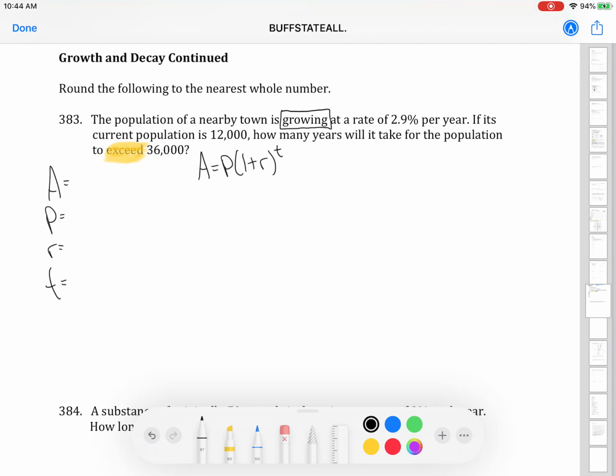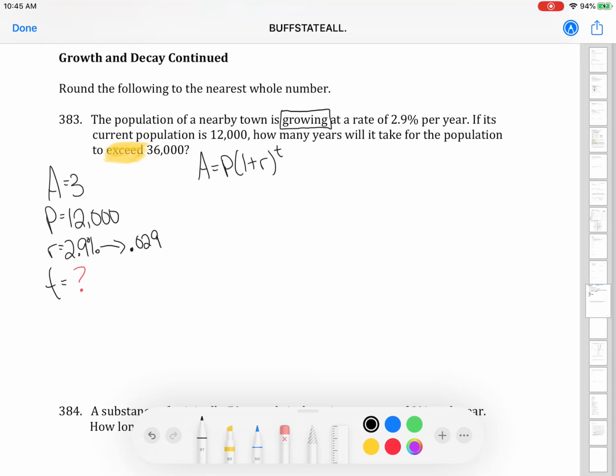Okay, and I'm just going to read through and pick out all the important information and put it where it's supposed to go. So it's growing at a rate of 2.9%. That means R is 2.9%, but I convert it to a decimal and get 0.029. Its current population is 12,000. That means P is going to be 12,000. And again, it's asking me how many years. So how many years means I need to figure out what T is.